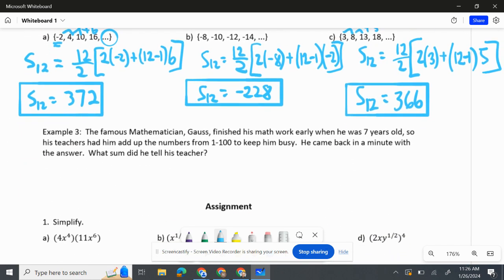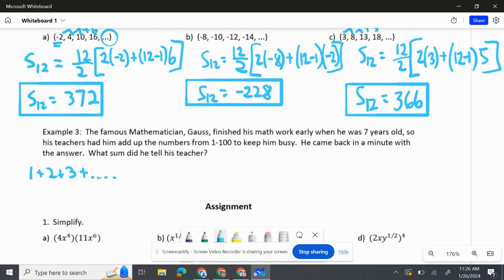Now, in the history of math, there's a famous mathematician named Gauss. The story goes that when he was about 7 years old, his teacher had him add up the numbers 1 to 100 because he finished all of his work and she just wanted to keep him busy. So he came back in a minute with the answer. What he did is he figured out the pattern of the numbers. He didn't just go 1 plus 2 plus 3 and then keep on going.